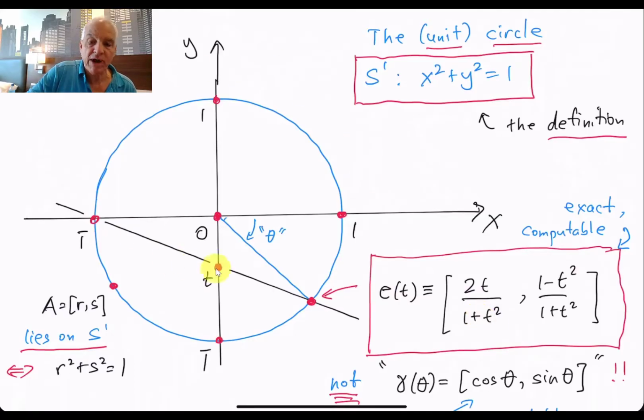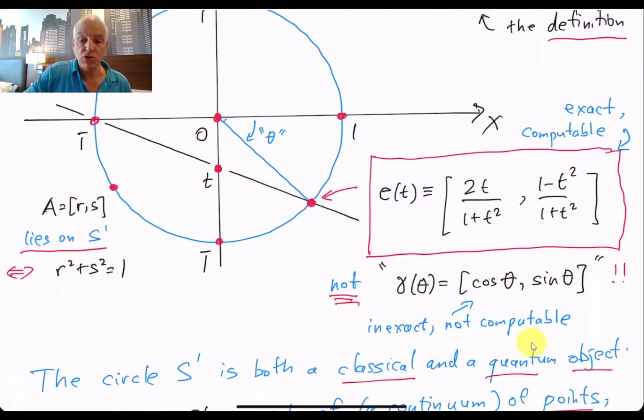So this is a rational parametrization of the circle, which is to be contrasted with the more usual physics and engineering kind of parametrization in terms of cosine theta and sine theta. So that parametrization is not exact. If you plug in a value for theta and actually calculate cosine theta, sine theta, you're not actually getting a point on the circle. You're just getting a point nearly on the circle because you're not able to calculate these infinite series exactly. So we want to stick with this exact computable story.